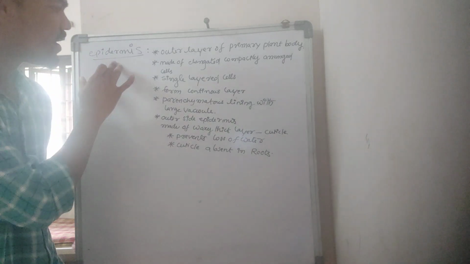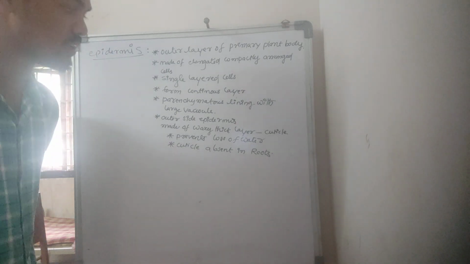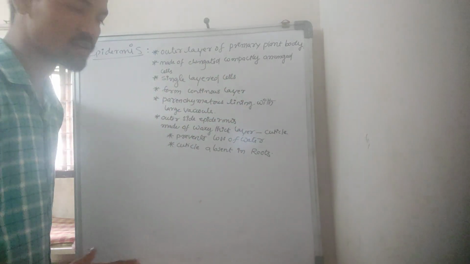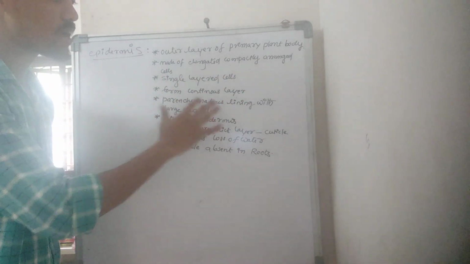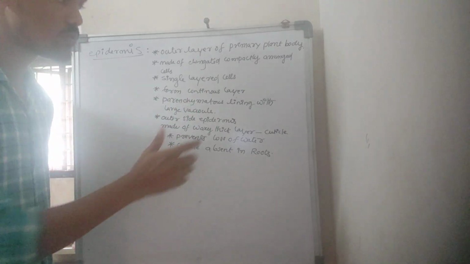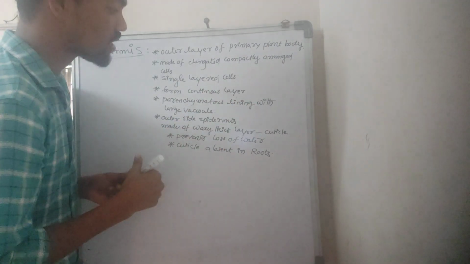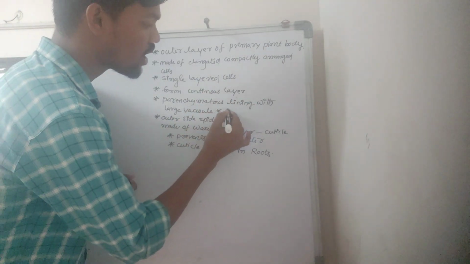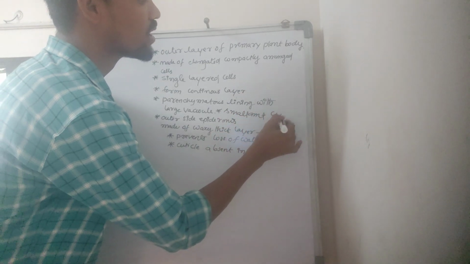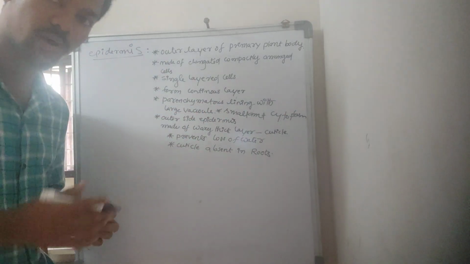First of all, the epidermis is a single layer of cells. This single layer forms a continuous layer. The epidermis is made up of parenchymatous tissue, with a small amount of cytoplasm along with a large vacuole.